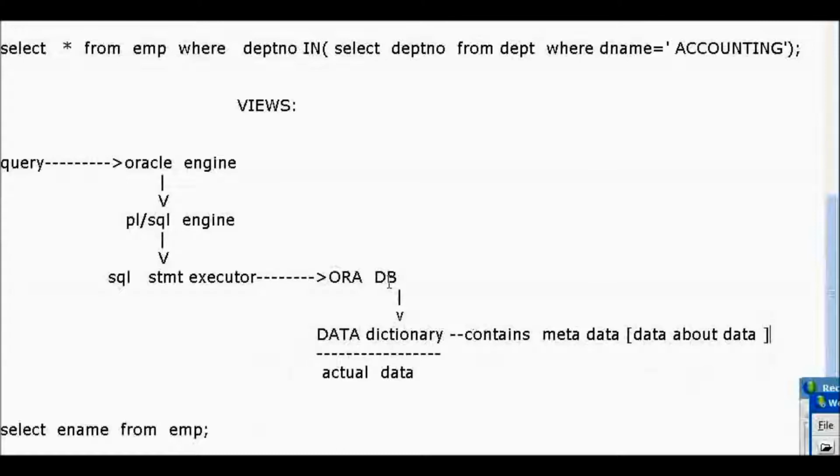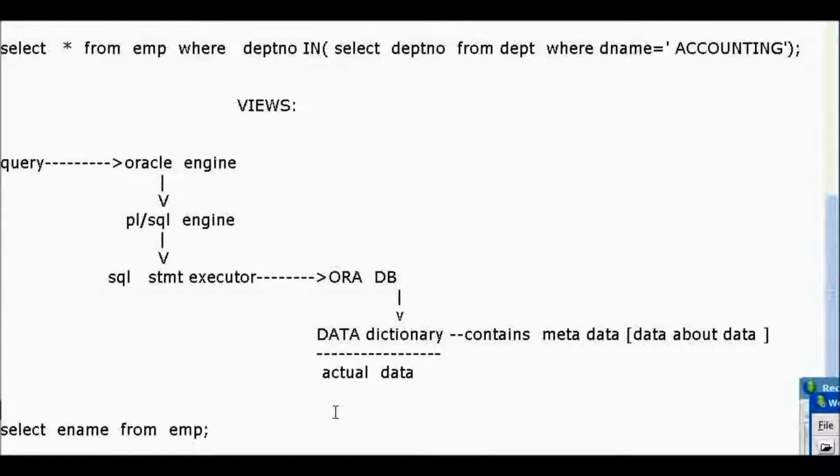Now first it will verify if the employee table is there or not. Next it will verify whether the employee name column is there in the employee table or not. If ename also exists, then it enters into the actual data. Actual data contains values of the table. Data dictionary contains the description of the table. Actual data contains values within the table.